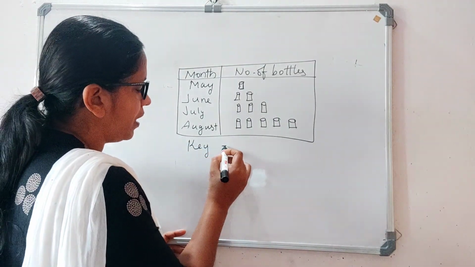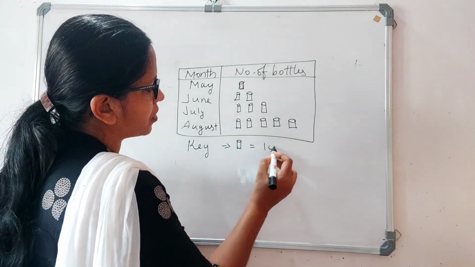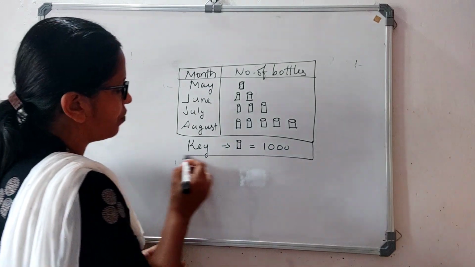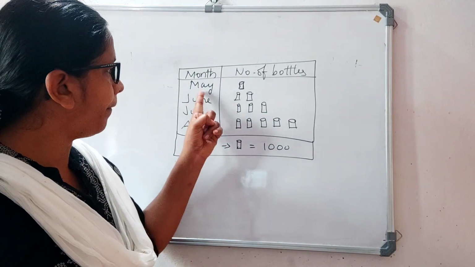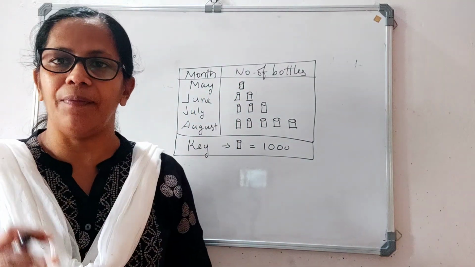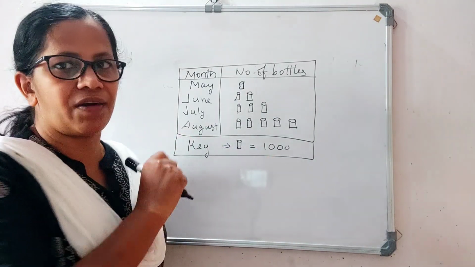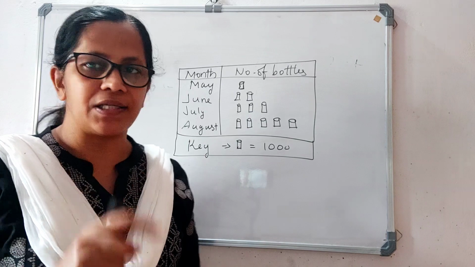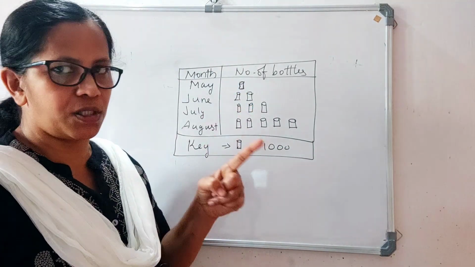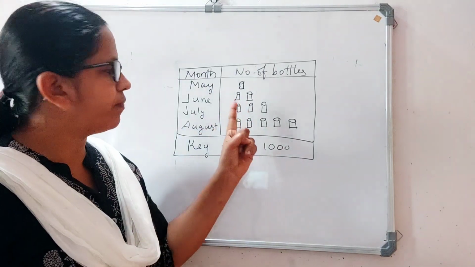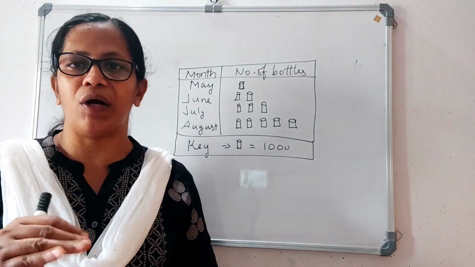I hope you are remembering. The key is that 1 bottle is equal to 1000. That key information will be given in the question. See, May, only 1 bottle. I have drawn a picture of only 1 bottle. That means 1 is equal to 1000. So here 1 means 1000, 2 means 2000, 3 bottles are 3000, and if it is 5 bottles, 5000. Like that you have to count it.